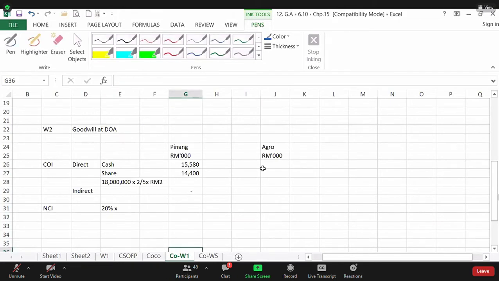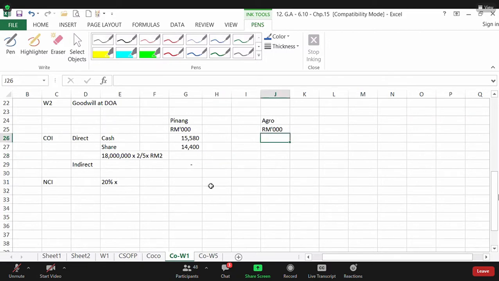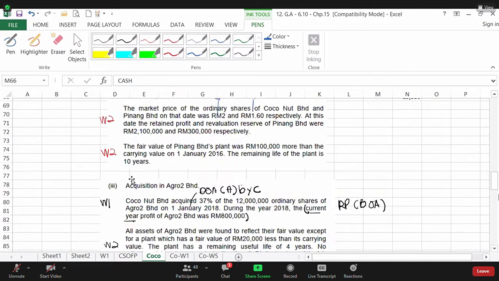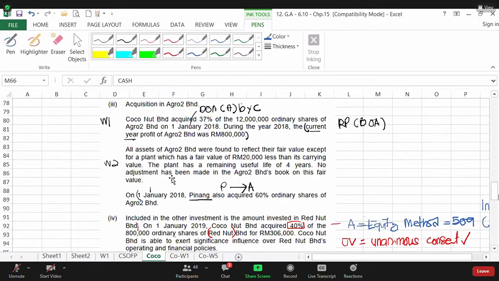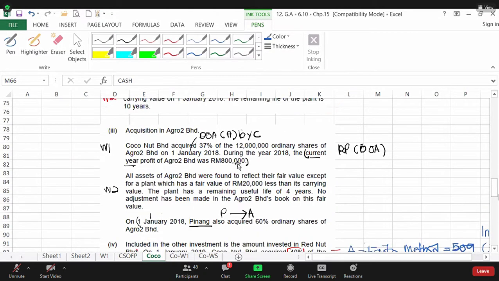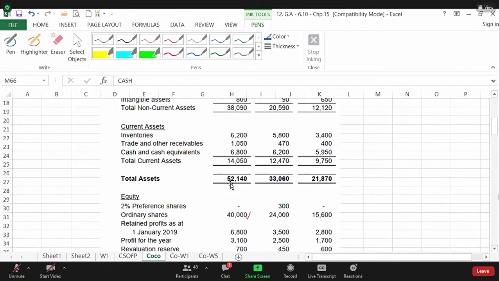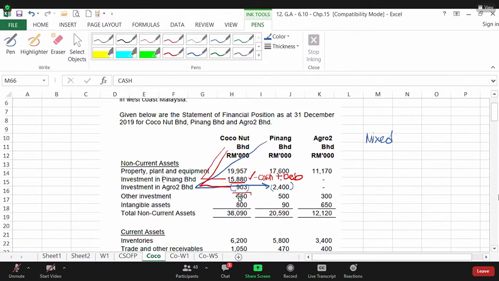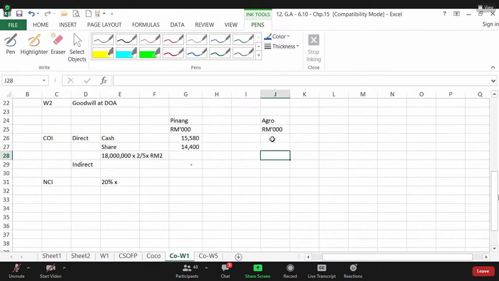Okay, now what about Agro? How much do you pay to acquire Agro by parents? Okay, now this is Agro. You need to find how much is the amount paid by the parent for Agro. Do we know? See in the adjustment. So in other words, you can get the figure from here. How much you pay? 903. So here I put the cash 903, not in the chart.